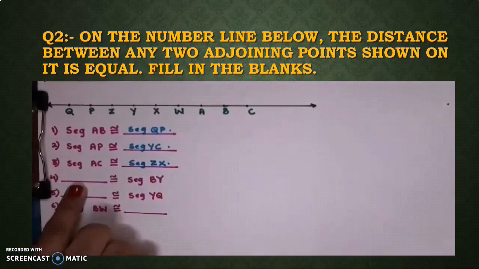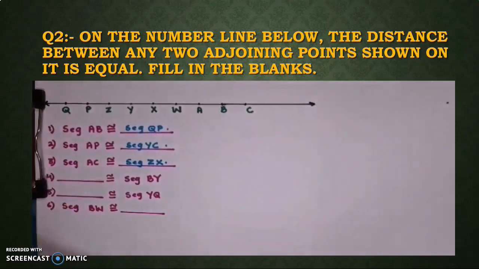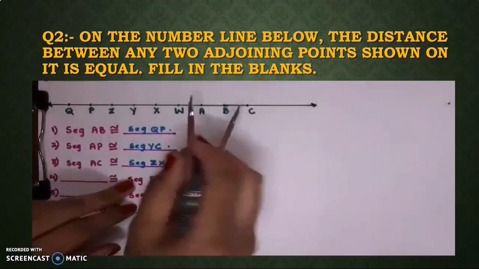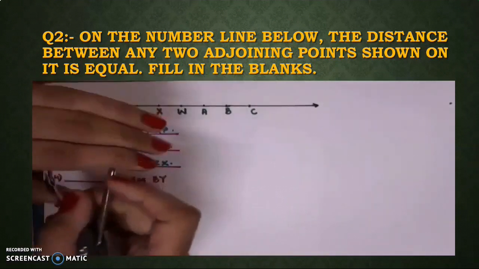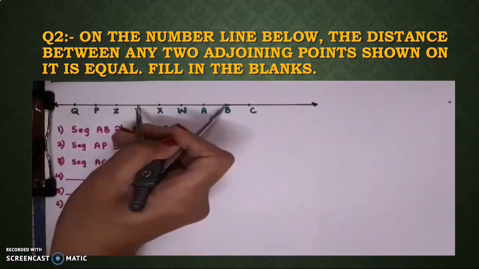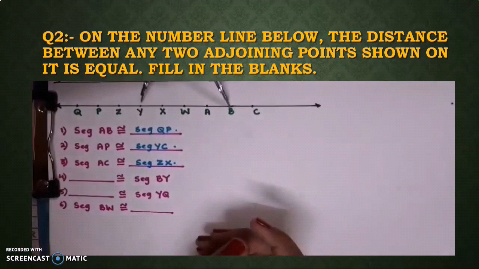Now here in this, the first is given blank. Not to worry, the method will remain the same. Here it is given segment BY. So what we will do, we will keep our divider on B and we will open till Y. So this much we are getting for BY. Check it, see B and I open till Y.